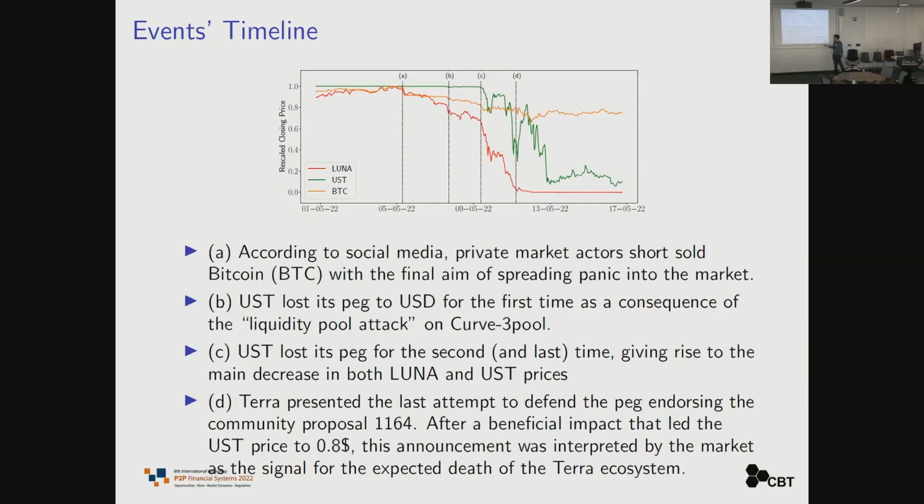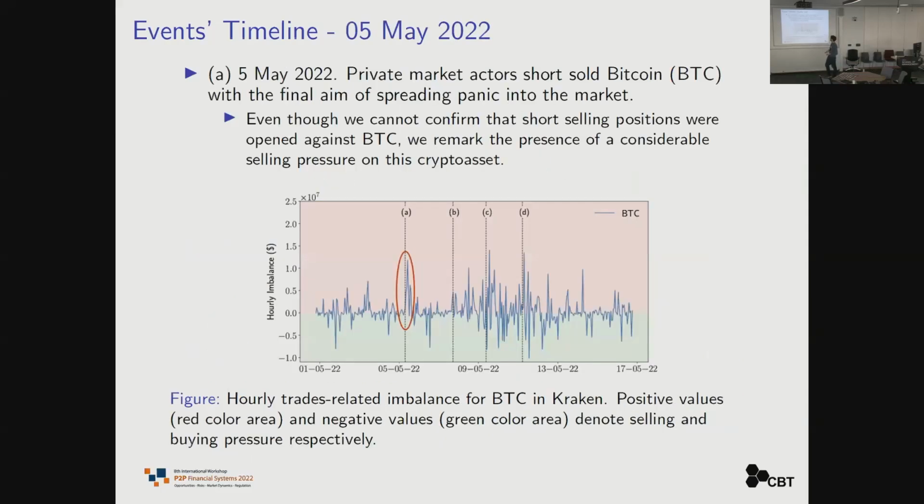As the final idea, the Terra founders try to propose a new measure, and the only thing they try is to save, to rescue USD, but deleting Luna. Obviously, this was a disaster, and it put an end to the problem.